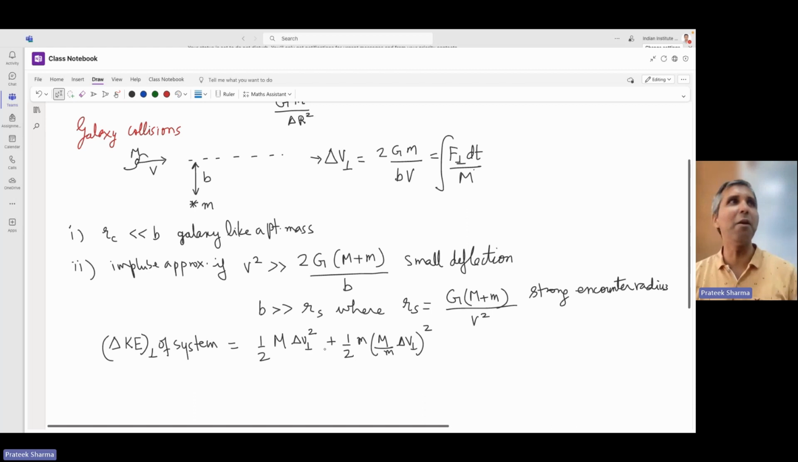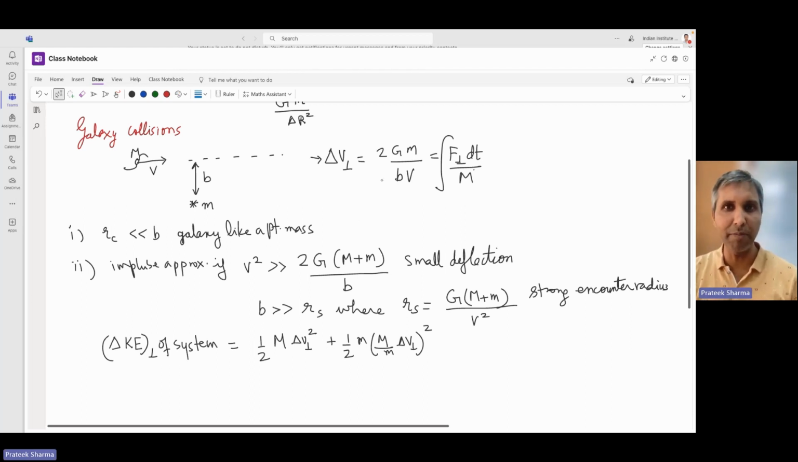This is actually a well-known thing about collisions. If you have a two-body process, most of the kinetic energy is carried by the lower mass particle. So the same thing is what we are seeing here.